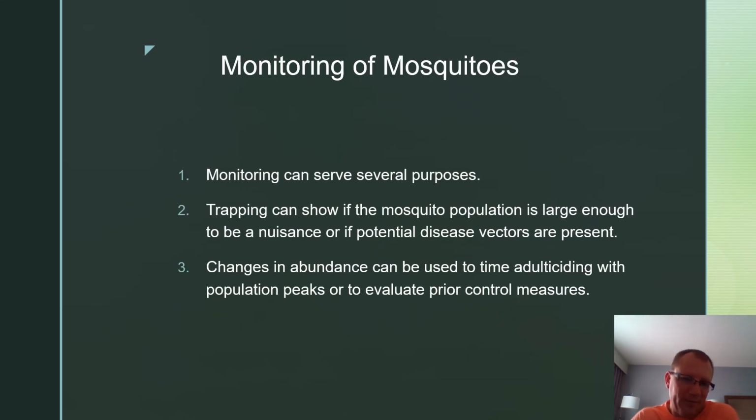Looking at monitoring of mosquitoes, monitoring can serve several purposes. Trapping can show if the mosquito population is large enough to be a nuisance or if potential disease vectors are present. Changes in abundance can be used to time adulticiding with population peaks or to evaluate prior control measures.